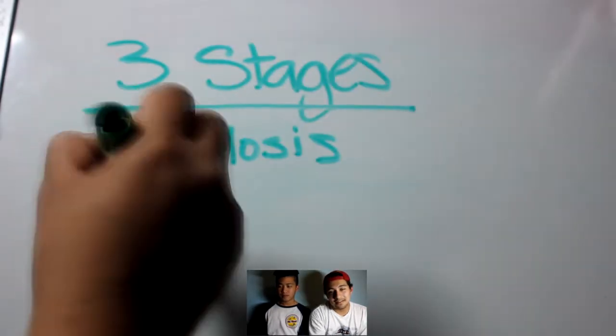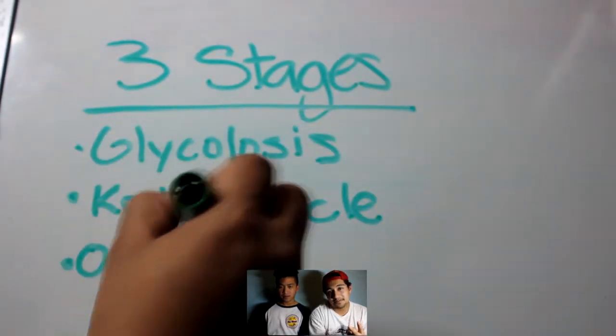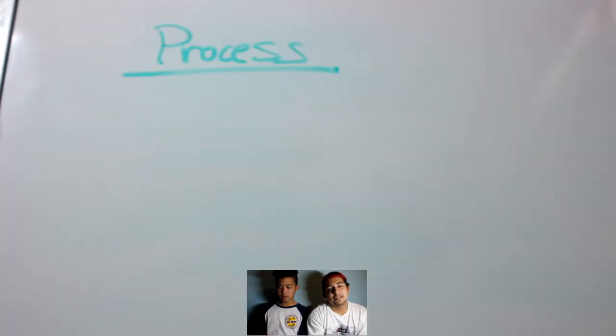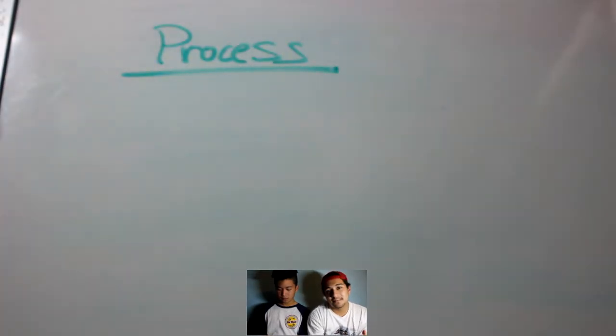The first being glycolysis, the second the Krebs cycle or citric acid cycle, and the third being oxidative phosphorylation. The first one we're going to talk about is glycolysis. The main purpose of glycolysis is to get NADH for later stages.